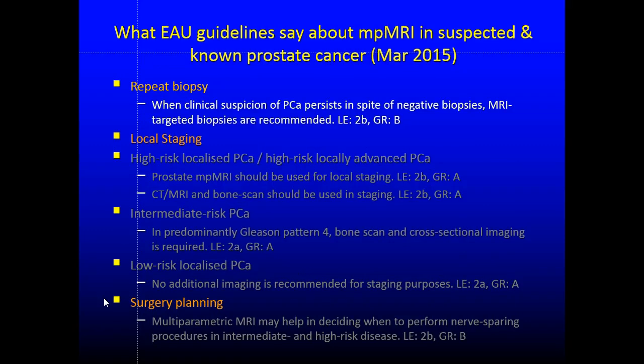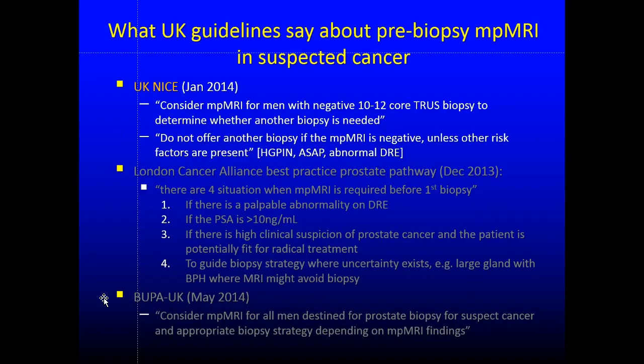Well, if you look at the EAU guidelines in 2015, they very clearly state that if there's a continued clinical suspicion of prostate cancer despite negative TRUS biopsies previously, then they recommend an MRI, and then proceeding from that point, which I think all of us would agree with today. And in fact, NICE says the same thing in 2014, but goes a bit further. It says do not offer a biopsy if the MRI is negative unless other high-risk factors are present, such as high-grade PIN, an abnormal DRE, or ASAP on a previous histology.